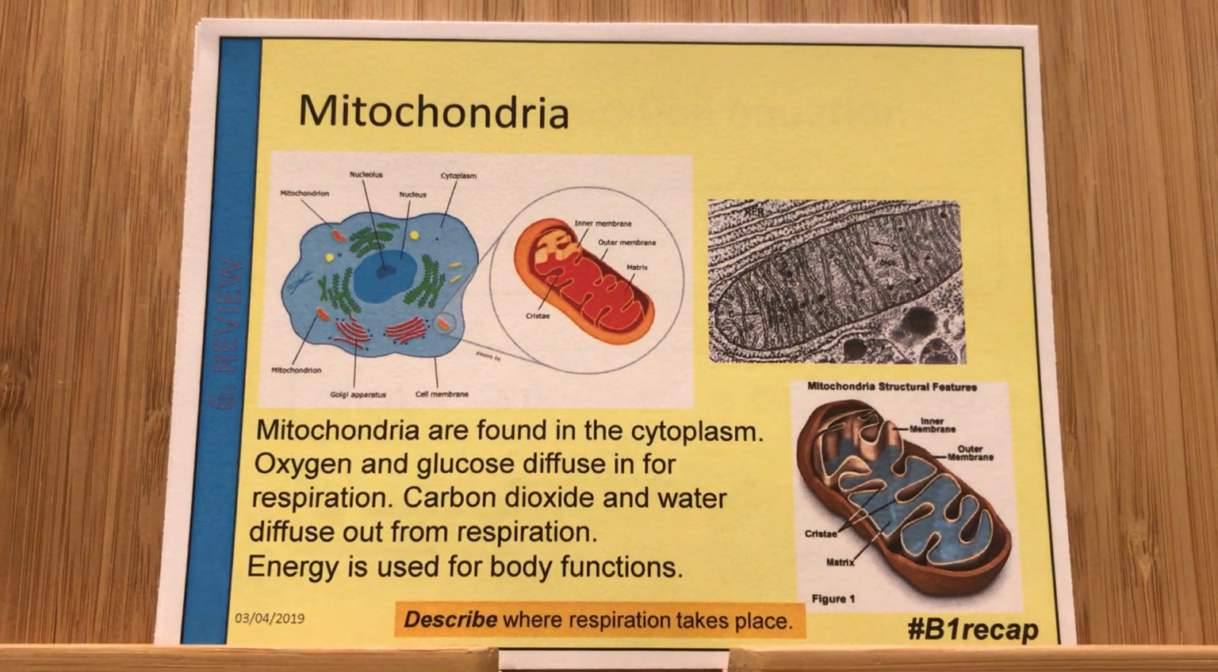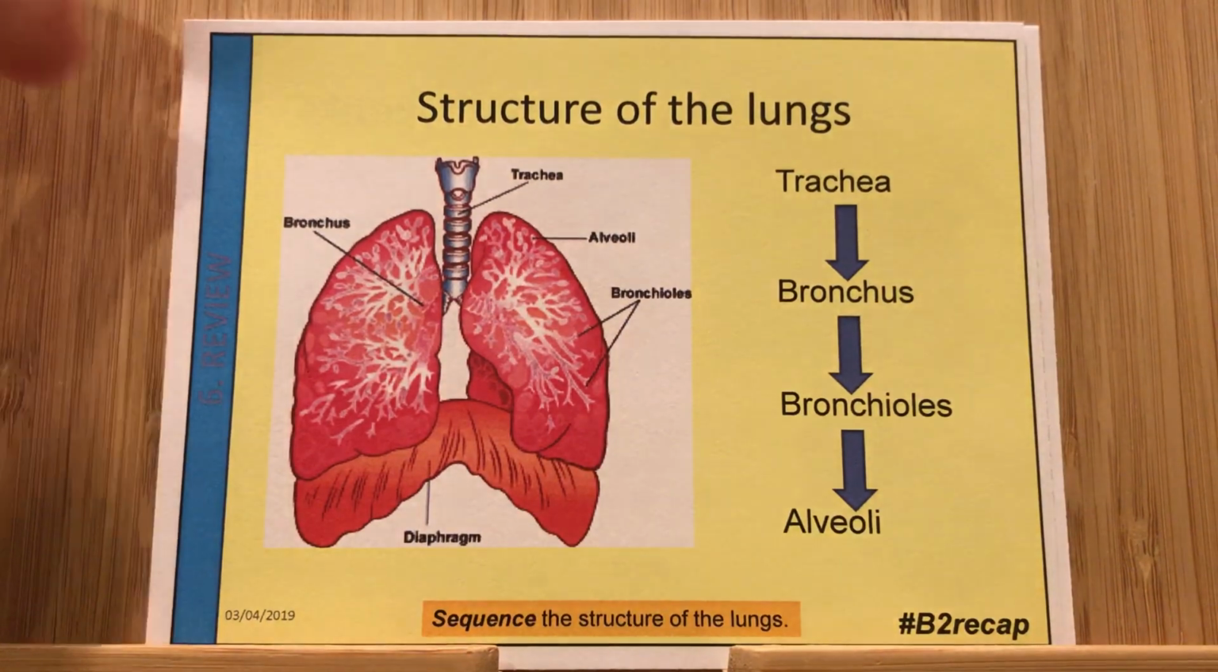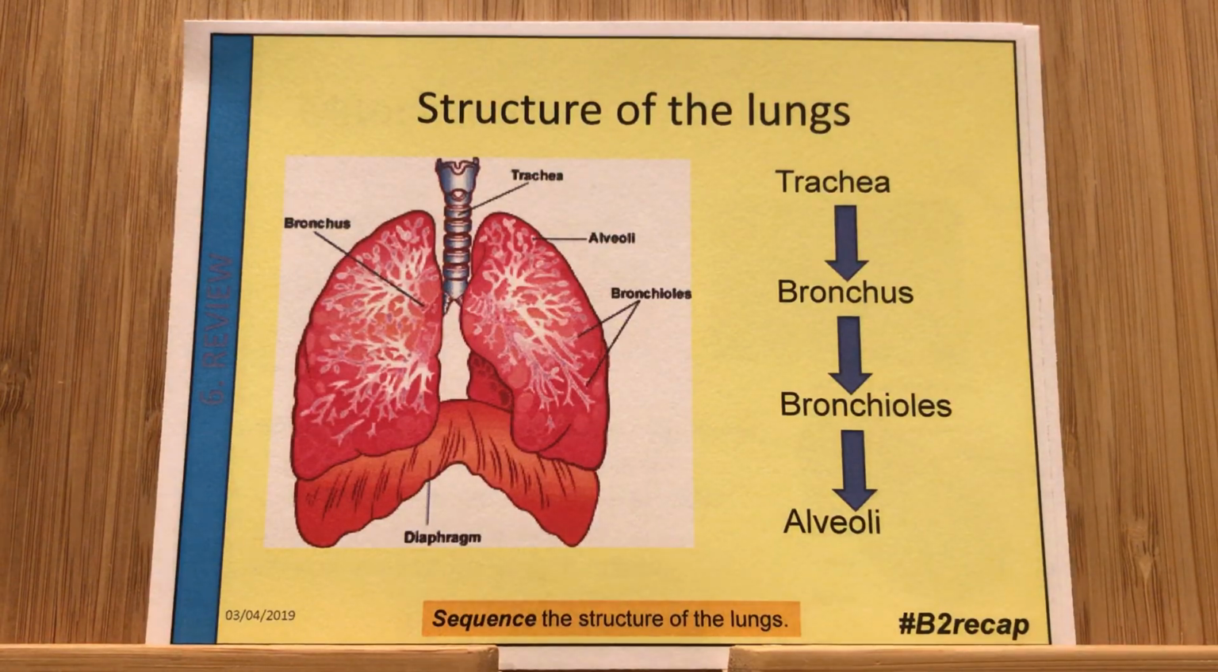Let's just remind ourselves, again, a recap from B2 this time, the structure of the lungs. Okay, so we've got the trachea, that's the windpipe, splits into two, the bronchi. Bronchi is the plural word, bronchus is one. And then they branch out into more bronchioles, lots of branches, and then they end in the air sacs, the alveoli. Okay, now breathing is the important aspect to get the oxygen into the blood.